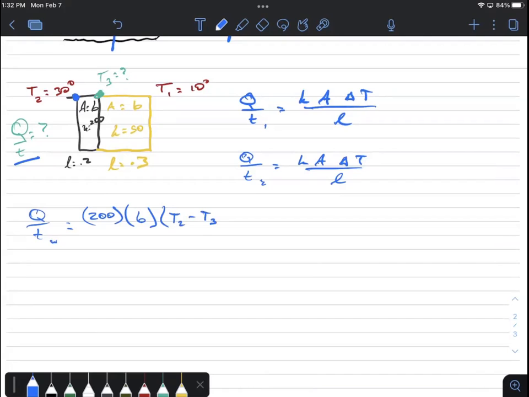Now I know what T2 is. T2, of course, is 30. So I could write that in, but I don't know the value of T3. But okay, let's leave it as a variable. Maybe something will happen. And then, of course, the last piece, L, the thickness of the wall, is 0.2.